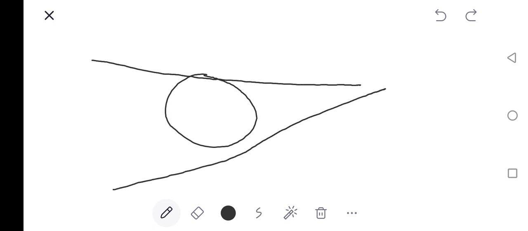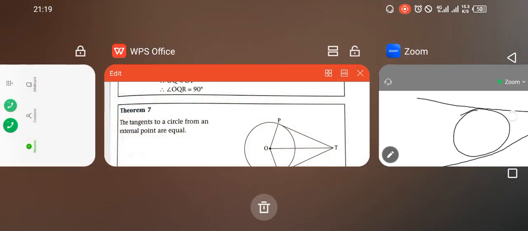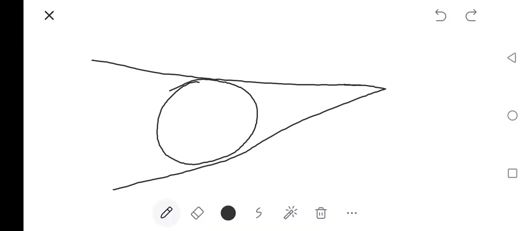There's a circle here. Let me make it a bit small. There's a circle here, and then there's a tangent that passes through. So there's a circle here, and then now there is a line that passes through here.